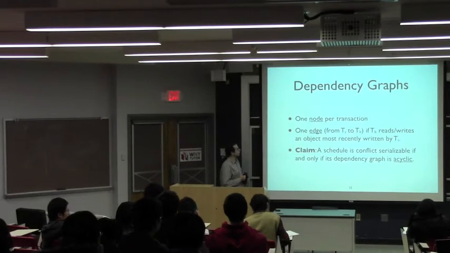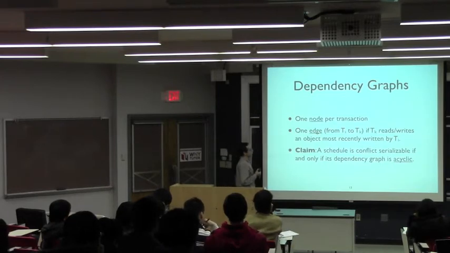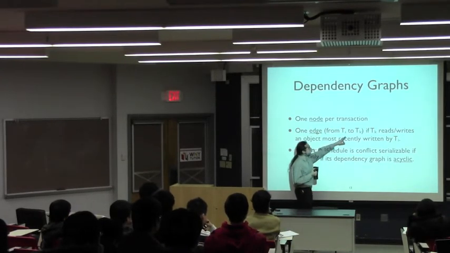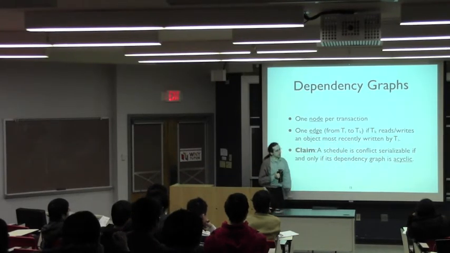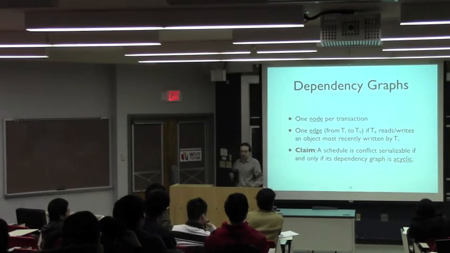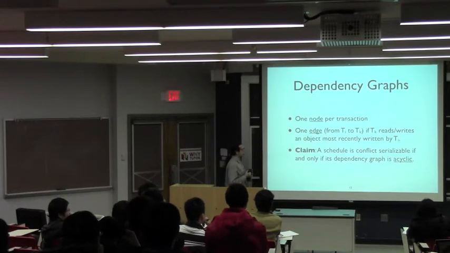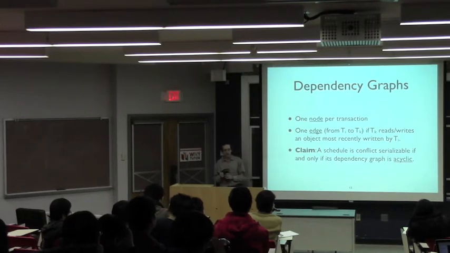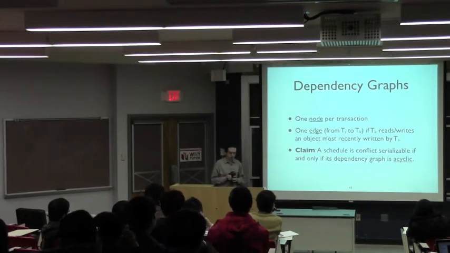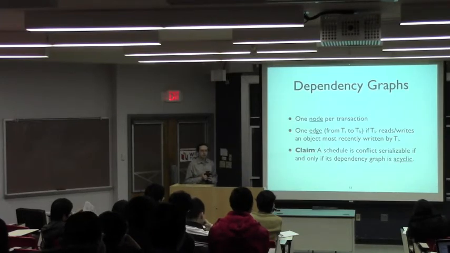So just to formalize that, a dependency graph has one node for every transaction and one edge from Ti to Tk if Tk accesses or modifies a piece of data that was modified by Ti. And my claim is that a schedule is conflict serializable if this dependency graph has no cycles in it.